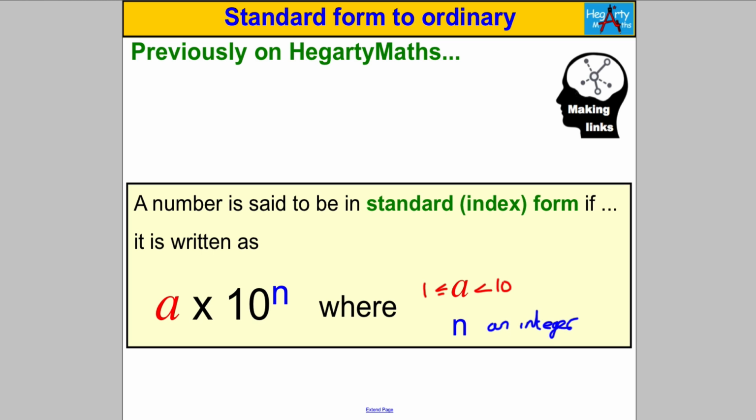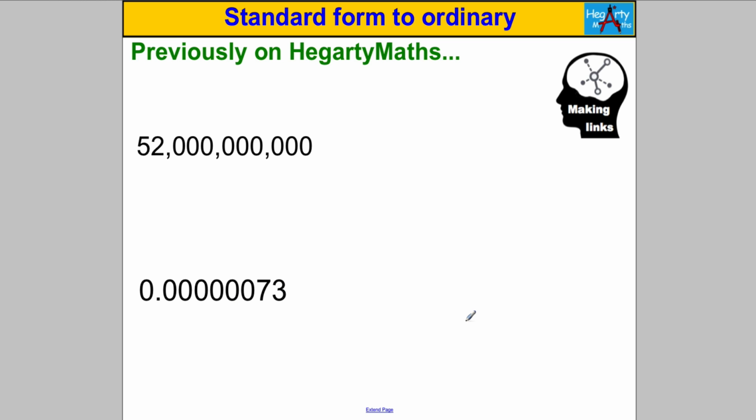Now do you remember when we use standard form? Well, we use standard form when either we're talking about absolutely massive numbers, and that's when n is a positive integer, or where we're talking about absolutely small numbers, and that's when we use n being negative. So there's standard form. In the last video, we also learnt how to convert a number from ordinary into standard form. Do you remember how we did that?